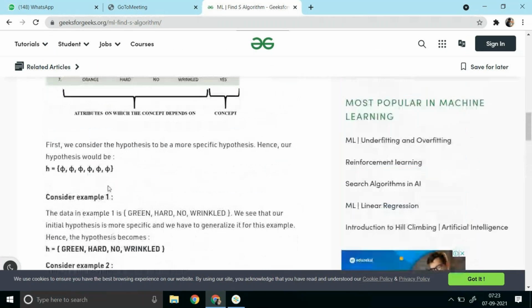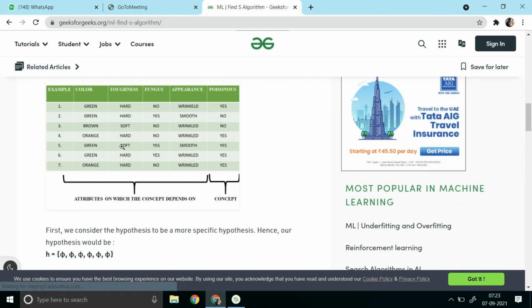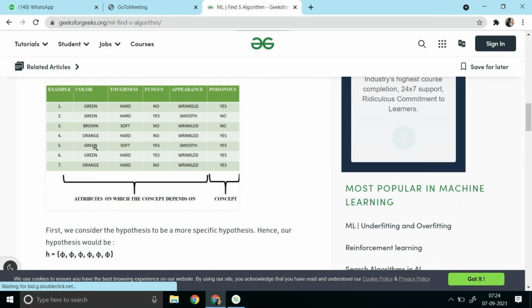Now if you see the fifth example, this has changed, this has also changed, this has also changed, this has also changed. Now we got all question marks. If you compare with 6 and 7, all will remain question marks, because when we compare the fourth and fifth, we got all general. General in the sense that it can be green, it can be orange, it can be hard, it can be soft, it can be yes or no, it can be smooth or wrinkled. So we call it poisonous.